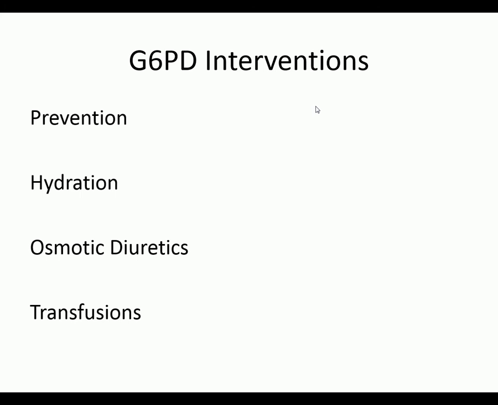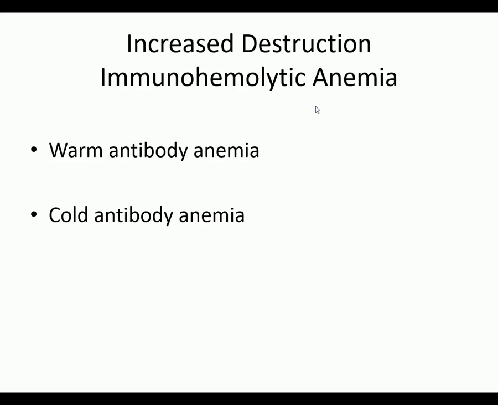Okay? So, now let's talk about increased destruction in your immunohemolytic anemias. I'm sorry, I can't talk this morning. The most common is your autoimmune hemolytic anemias. The pathology is an abnormal immunity that results in excessive destruction of red blood cell membranes with an accelerated erythropoiesis. Okay?